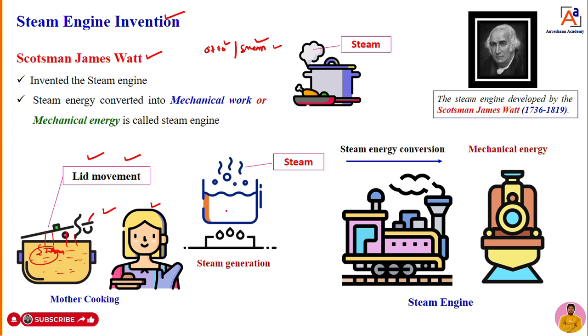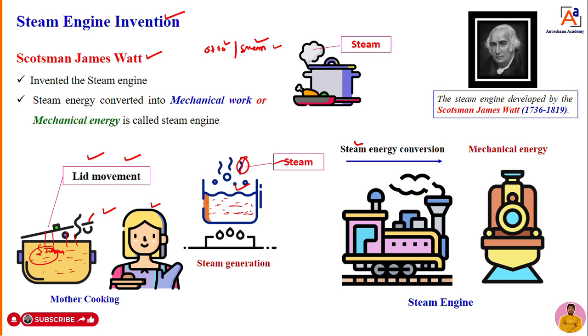Then what did he do? He tried a lot. He did a lot of experiments to convert that steam into mechanical energy. Later, he produced the steam and started his research and a lot of experiments. Then he tried to utilize that steam to do some kind of work. He tried to convert that steam energy into mechanical energy.